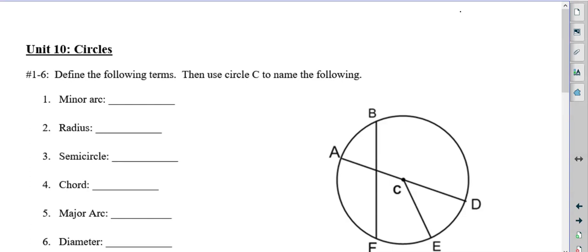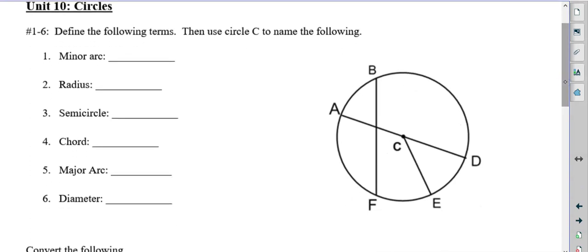All right, cumulative review, second semester, unit 10. So for 1 through 6, define the terms and use circle C to name them.